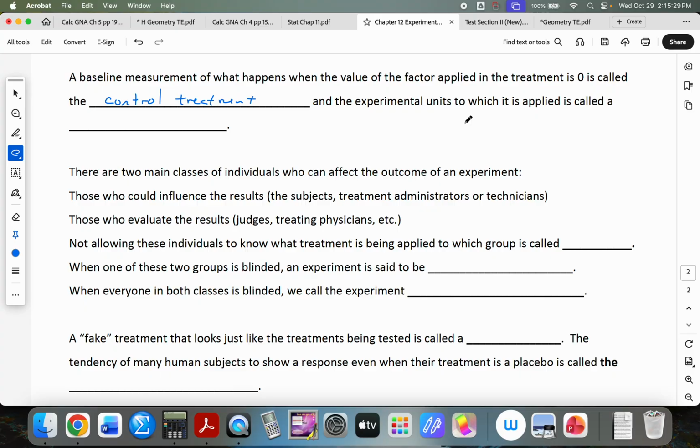And the experimental units to which it is applied is called a control group. So the experimental units in the control group don't get any treatment. Now, we'll talk in a moment about how you do that in medicine so that they don't know they're not getting the treatment. Okay? But they don't get any treatment.